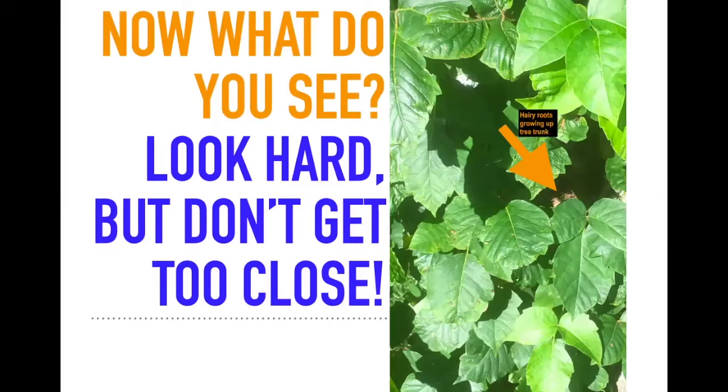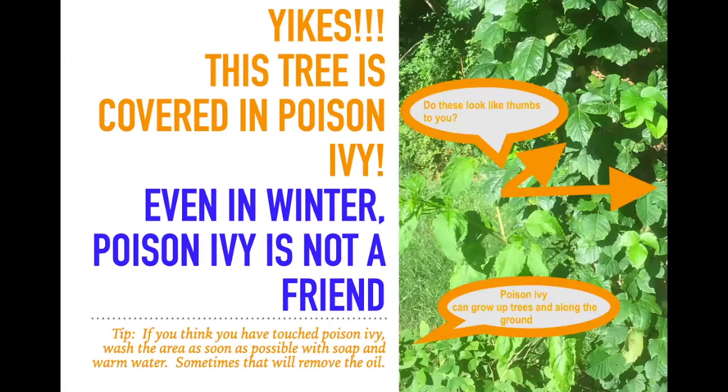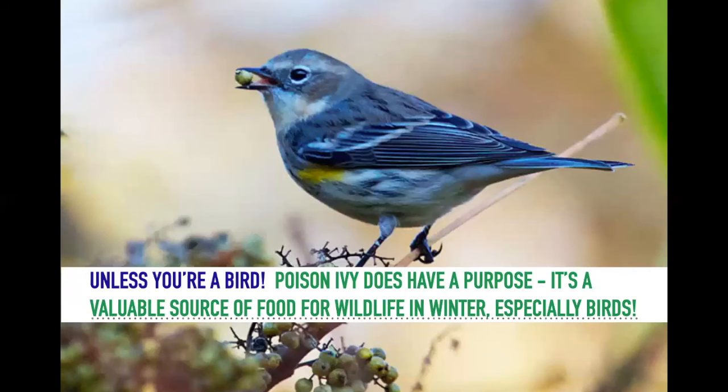Now look hard, but don't get too close. There are also hairy roots growing up this tree trunk. I believe that this tree is covered in poison ivy. Poison ivy can be harmful in summer, spring, fall, and winter. It's not a friend to people at any time. So poison ivy is not really your friend unless you're a bird. Poison ivy has wonderful wildlife benefits for birds and other animals, especially in the wintertime.